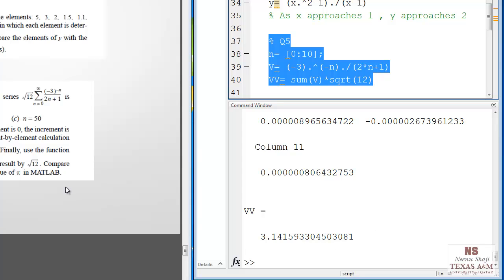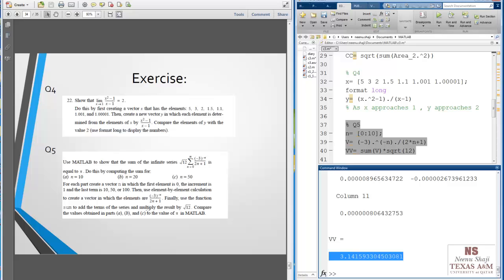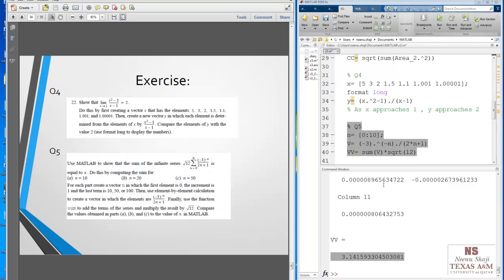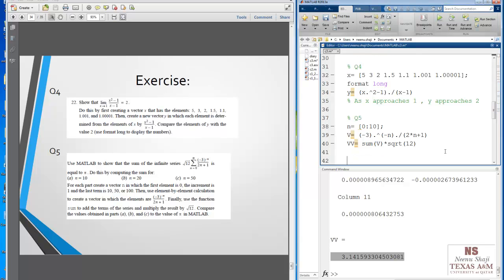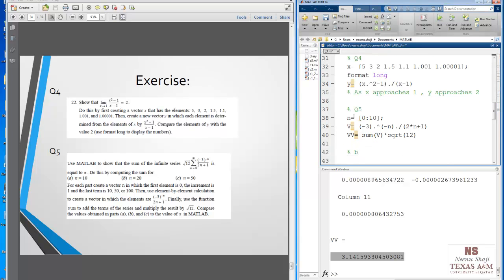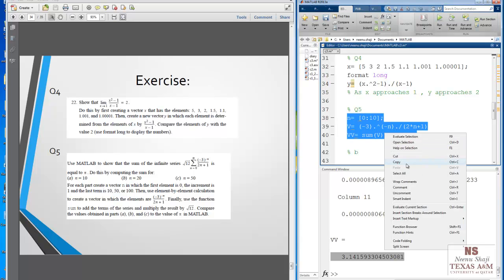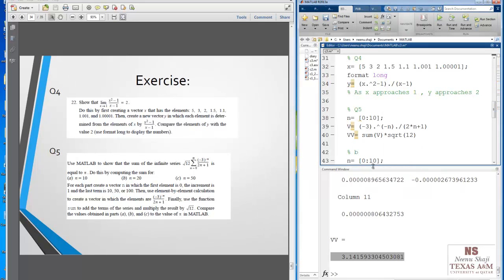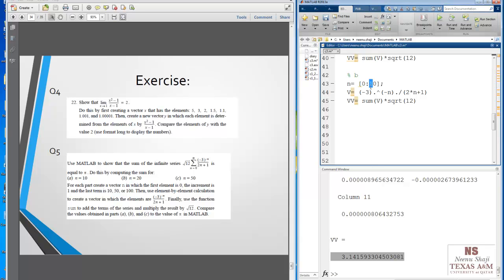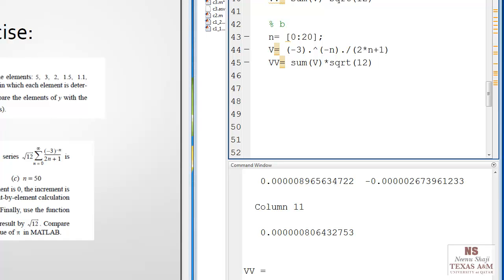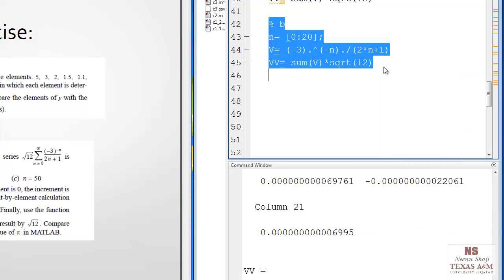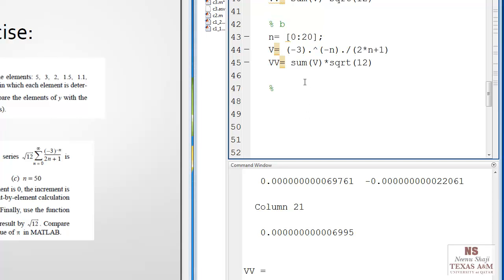So the value is correct to 15 decimal places because of format long, and it is the value pi. So if you try the same for part B, all you need to do is change the value of n. This time it will be 20, and you can run this. You get the same value, pi. So you can make a comment. The series converge to pi.